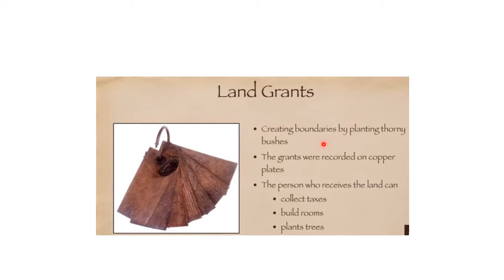They planted thorny bushes all around the boundaries of that land. And once the Brahmin received the grant from the king, then he could collect taxes, he could build rooms, he could plant trees.